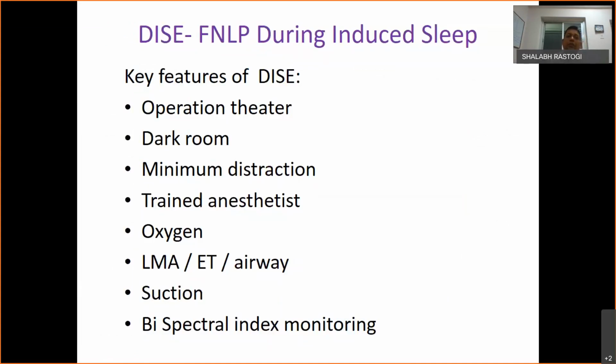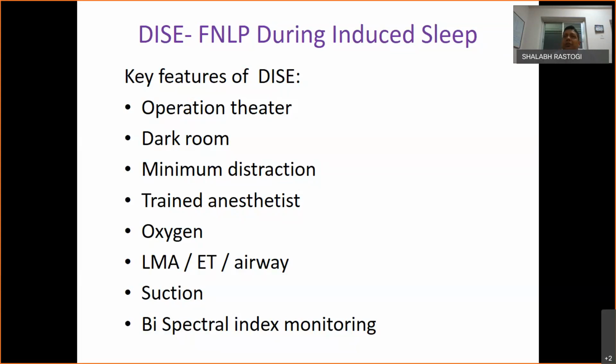Now, once you have the polysomnography report, the next step will be to take the patient for DISE examination. So what is DISE? It is a flexible nasolaryngopharyngoscopy during induced sleep. The main features of DISE are it should be done in the operation theater. The operation room should be kept dark and the environment should be made conducive to make patients sleep. Small sedative drugs are given by the trained anesthetist, and sedation causes respiratory depression also.